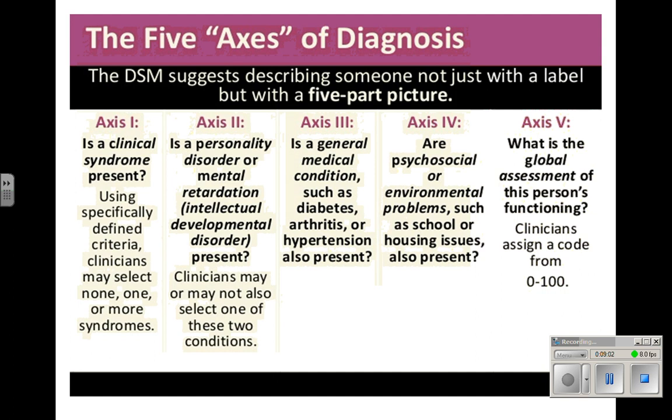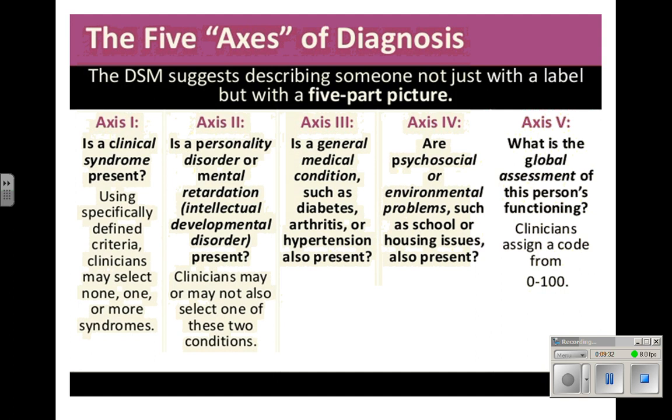Axis 3, is it a general medical condition that's contributing something? For example, diabetes, arthritis, hypertension, are those things also present? Because those types of things also take a huge toll on you mentally. So is that contributing? Does that give us an idea into your life as to why you're acting or thinking the way you are? And maybe it's not just for no reason, it's that you're having trouble dealing with something, like one of these conditions.